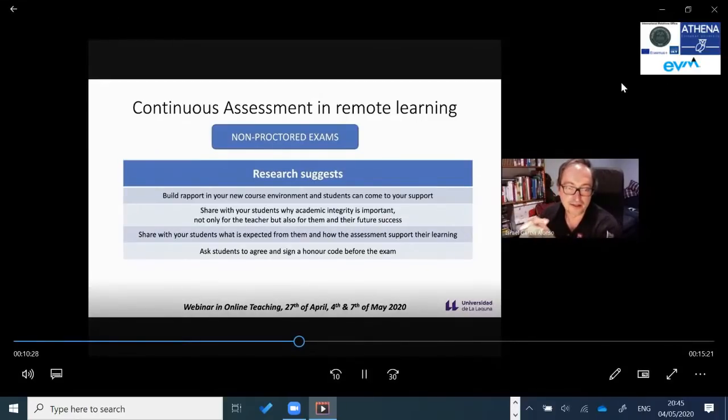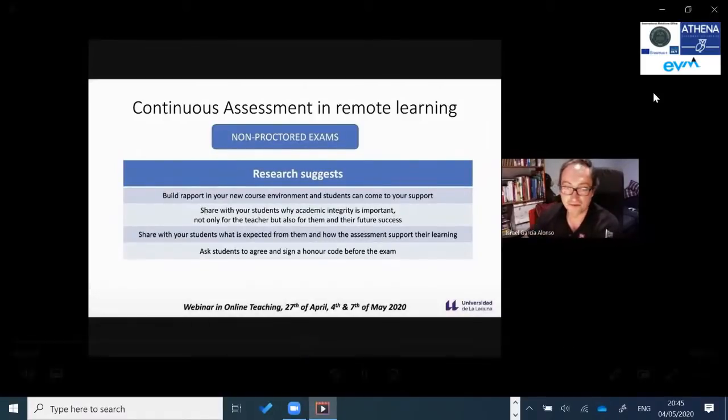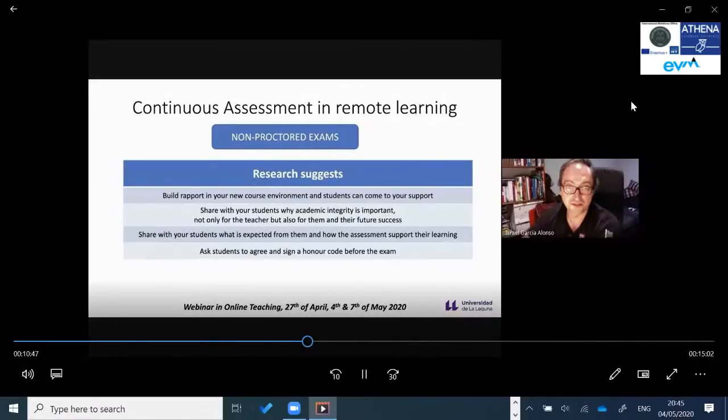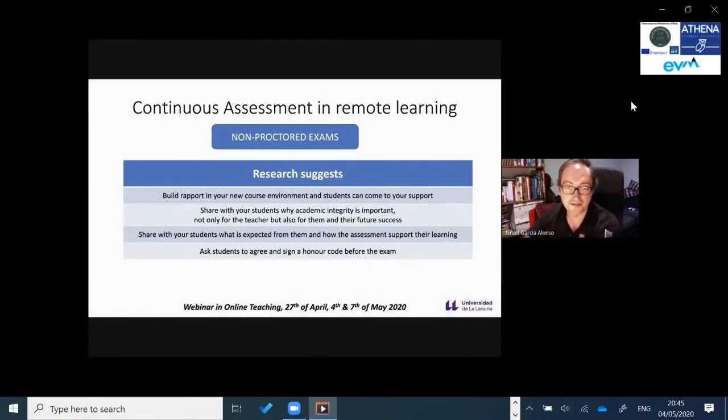And the last one is to ask your students to agree with and sign an honor code before the exam. This is something that could be very good for non-proctored exams. And now Rodrigo is going to tell us his experience when he changed from face-to-face teaching to online teaching. Rodrigo, it's your turn.